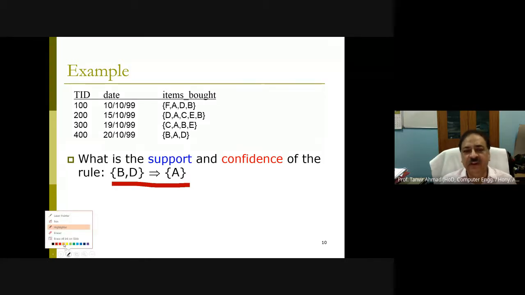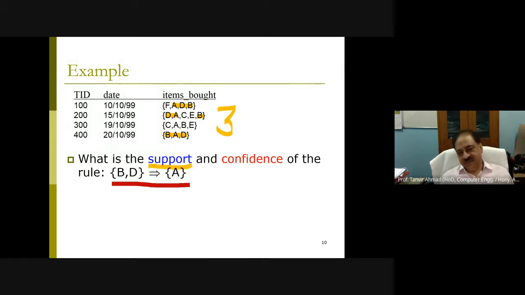Now let us try to find the support. You find BDA is here, BDA is here, and BDA is here. That means you are having 3, and out of 4 transactions you are having 3. Therefore the support will be 75%, which is 3 by 4.